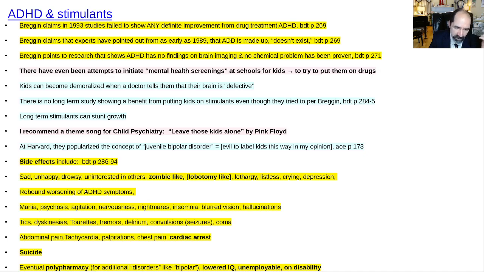They can commit suicide. Eventually, they often end up on multiple drugs. That's called polypharmacy, for additional bogus disorders that can be added on, like childhood, juvenile bipolar. Their IQ is lowered from the brain damage, with less ability for sophisticated thinking. They can become unemployable. They can end up on mental health disability. It's bad.